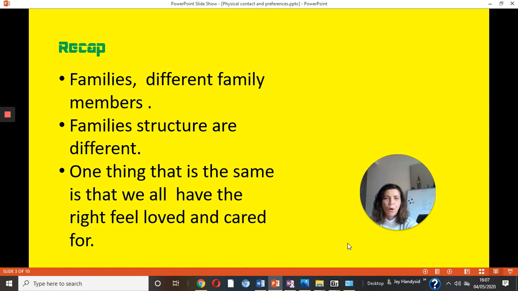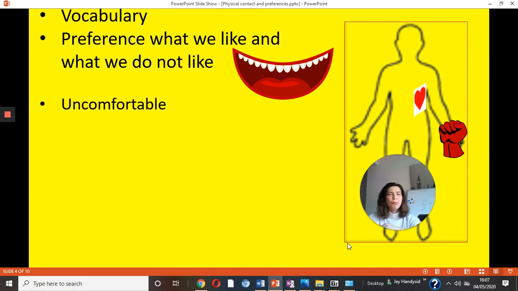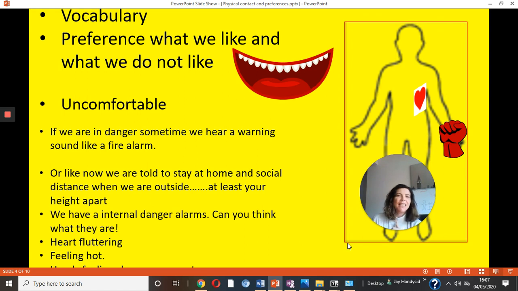Let's move on. Okay, a little bit more about vocabulary. So preferences. What Mrs. Lang means by preferences is what we like and what we don't like. So preferences, what we like and what we don't like. The other word that we'll be looking at is uncomfortable.